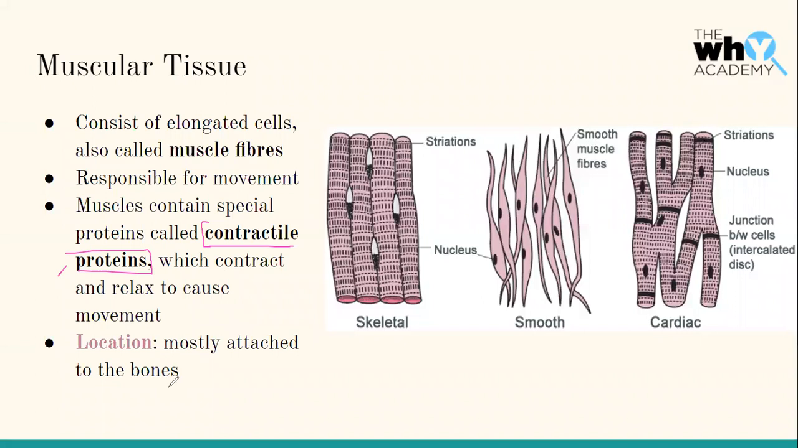Location: mostly attached to bones. There are three main types of muscles which you need to know. One is skeletal, smooth, and cardiac. Skeletal is also called voluntary, smooth is involuntary, and cardiac. Cardiac refers to the heart muscles. Cardio is heart, so if you hear cardio anywhere, it pertains to the heart.